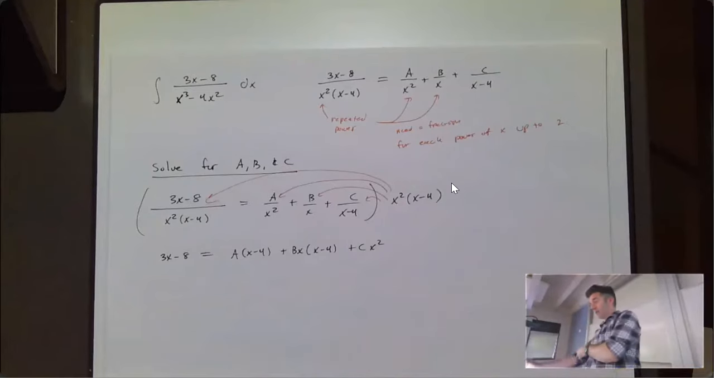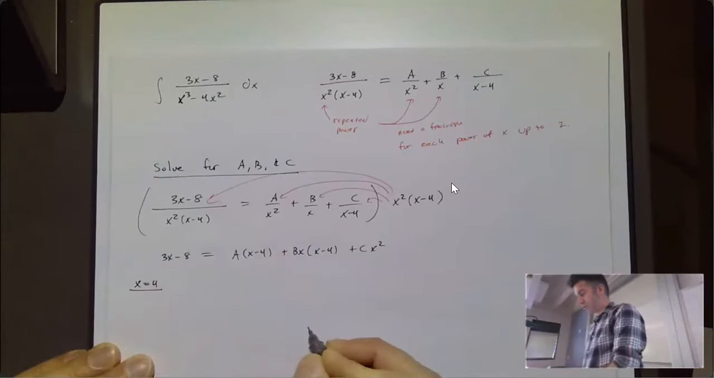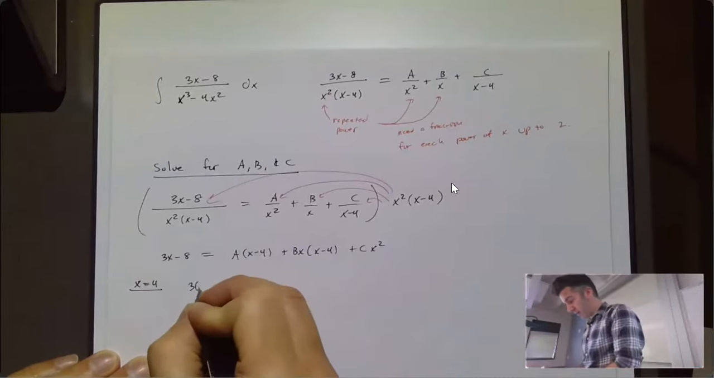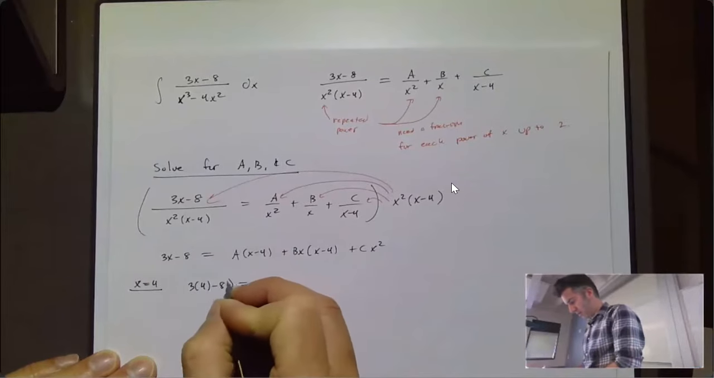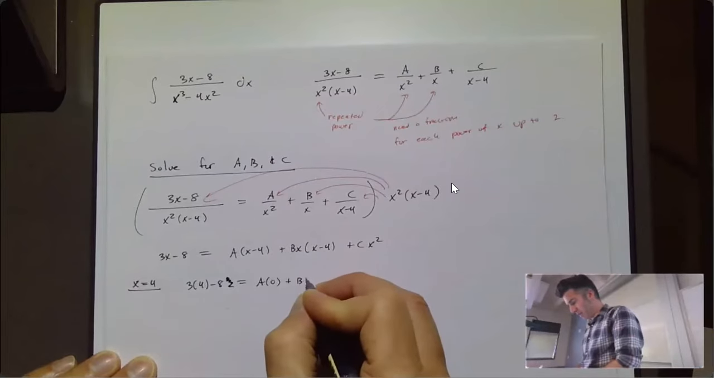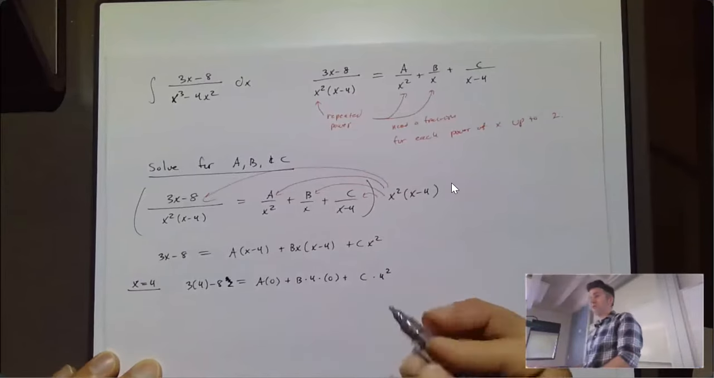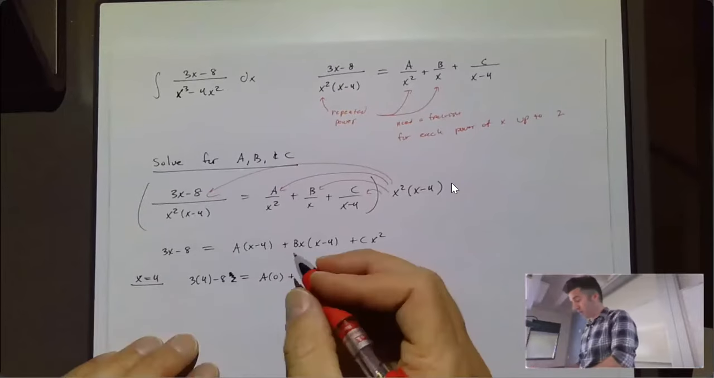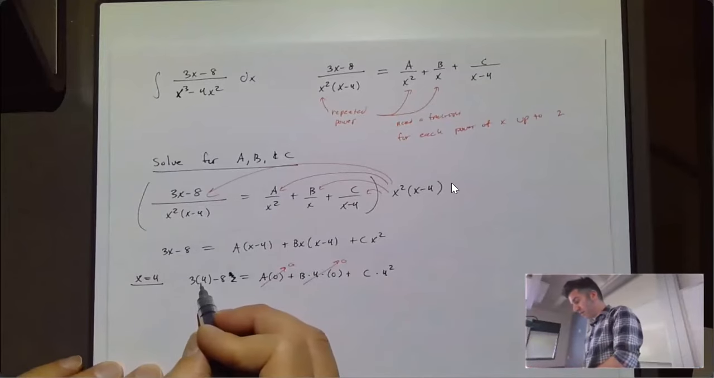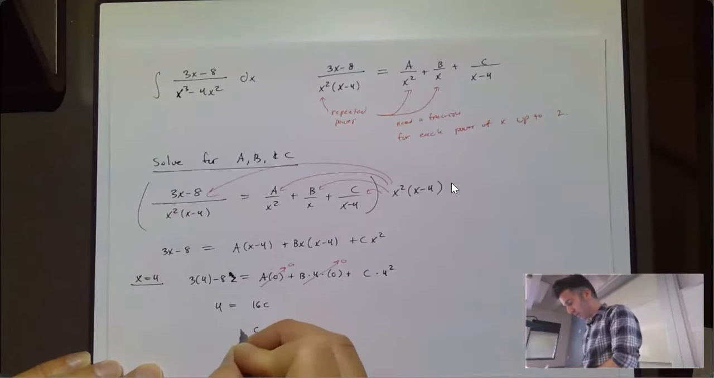And now, just like last time, we're going to pick convenient values of x. So I'm going to pick x equal to 4, because x equal to 4 is going to make some things go away. If I plug in 4, I'm going to have 3 times 4 minus 8 equal to a times 0 plus b times 4 times 0 plus c times 4 squared. You do not have to write the times 0 terms, right? You can just say, yeah, I know they're going to go away. You don't need to write them. So I end up getting 3 times 4 is 12 minus 8 is 4 equal to 16c. So c is equal to 4 over 16, which is 1/4.